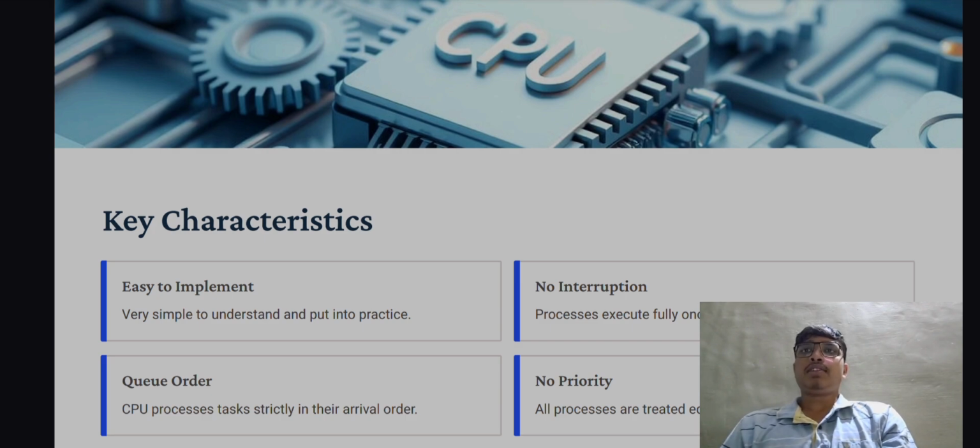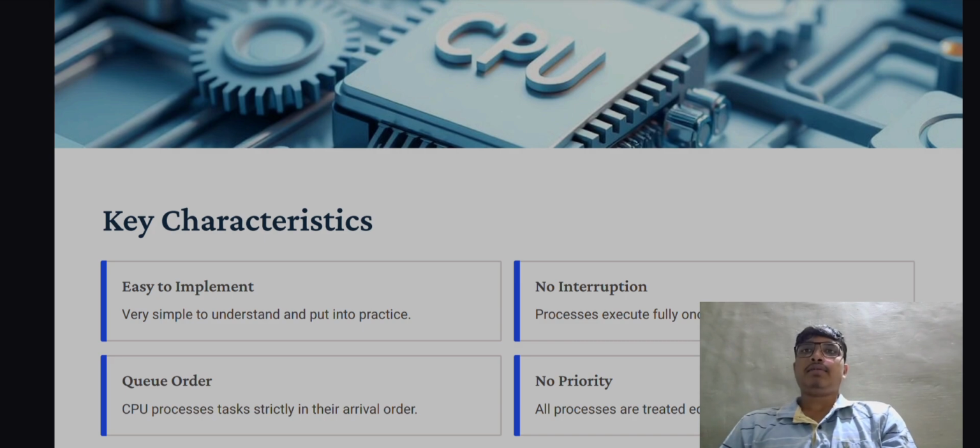After the CPU starts a job, it finishes completely, and only then the next job starts. And next, queue order. Processes are served in the exact order they arrived, with no reordering or skipping. Next, fourth one, no priority. It means all processes are treated equally. Even if a process is important, FCFS does not give it a special priority.